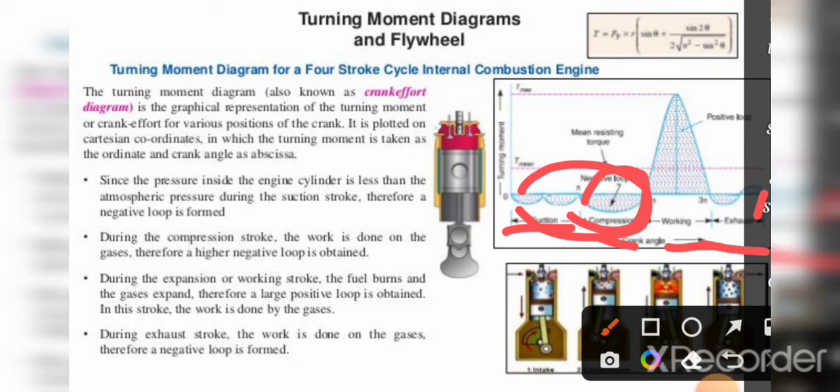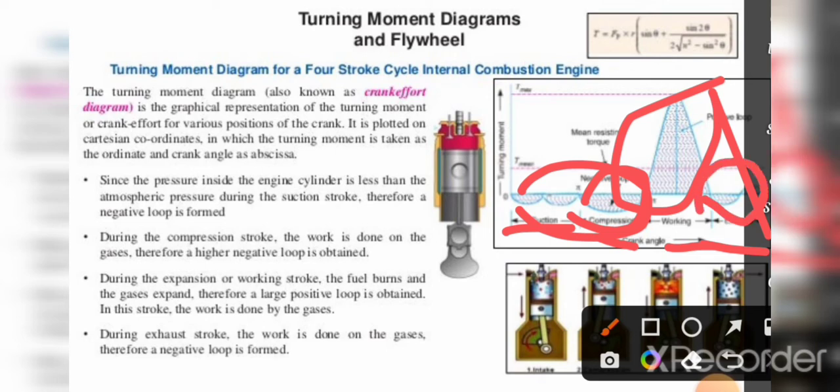During the expansion stroke, as we all know, fuel burns and gases expand, hence a positive loop is formed. Here we can see that a high positive loop is obtained, and in this stroke work is done by the gases. In the last stage, that is the exhaust stroke, work is done on gases, and therefore again a negative loop is formed. This is the turning moment diagram for a 4-stroke IC engine. First a negative loop during the suction stroke, then a big negative loop during the compression stroke, then during the working or expansion stroke we obtain a positive loop. At last, during exhaust, as work is done on gases, we obtain a negative loop.